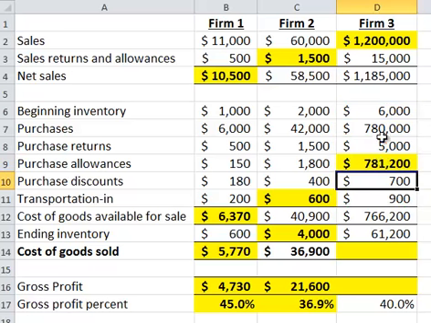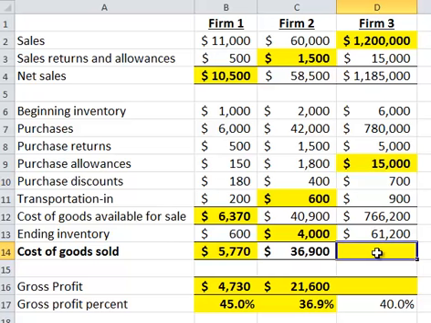Okay, so the sum of everything but purchase allowances was 781.2. We need 766.2. So that difference is, let me grab my calculator here, 781.2 minus 766.2. So 15,000 must have been the purchase allowances in order to get down to 766.2. And you can check your math to be sure that that's working.